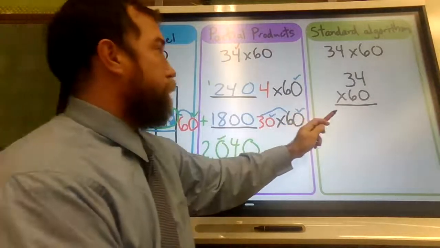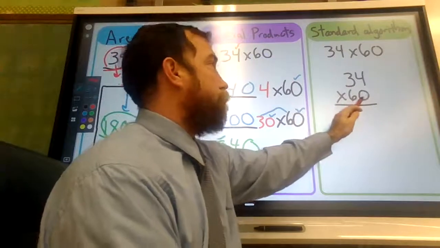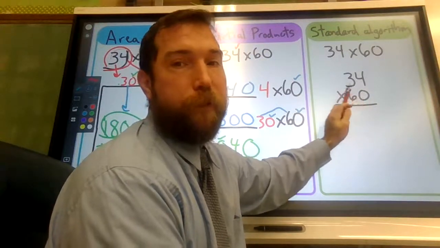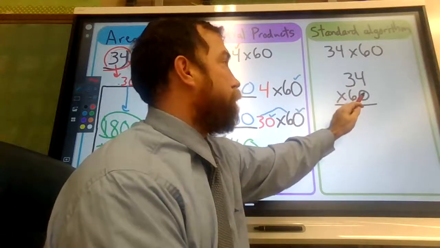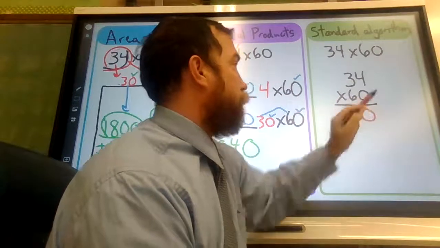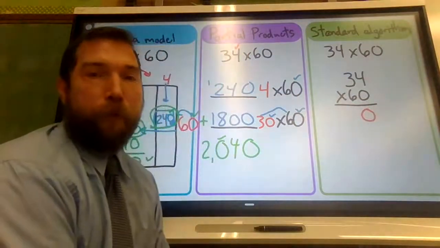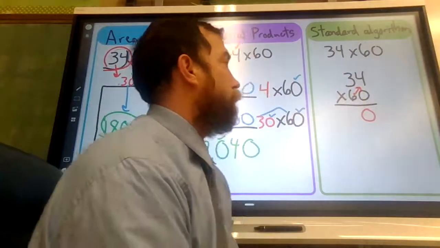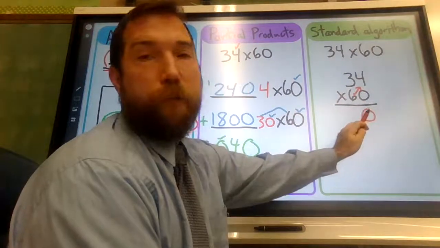Okay, and the same idea happens here. This is just the standard algorithm. We're going to learn this all week. We'll work more on it. There'll be a different number down here. When there's a 0 here, that 0 just comes straight down. I can just put that there automatically. And then I'm really just doing 34 times 6 with a 0 on the end.